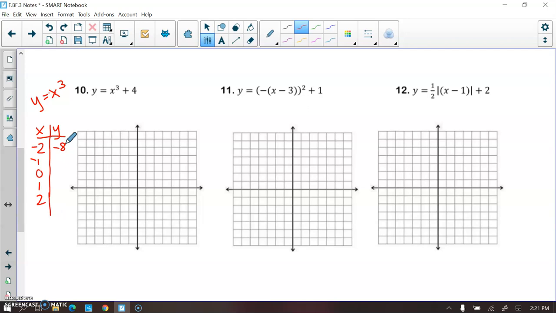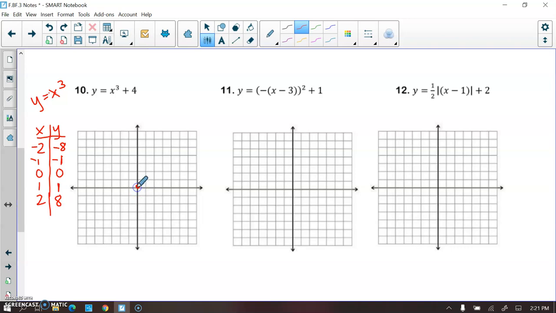A -1 cubed is going to give you a -1. 0 cubed is a 0. 1 cubed is a 1. And 2 cubed is an 8. So let's graph this using a dotted line for my parent function.